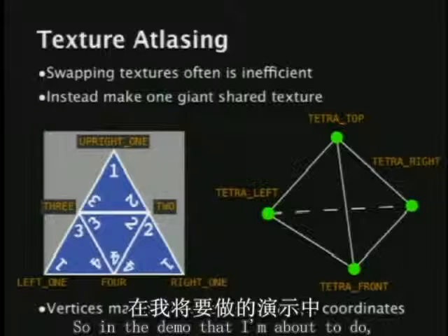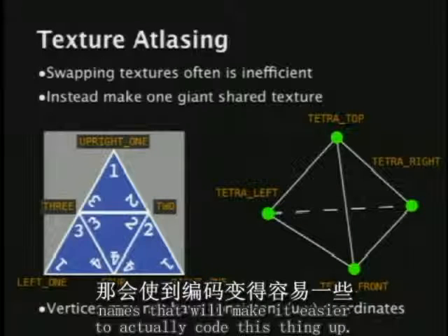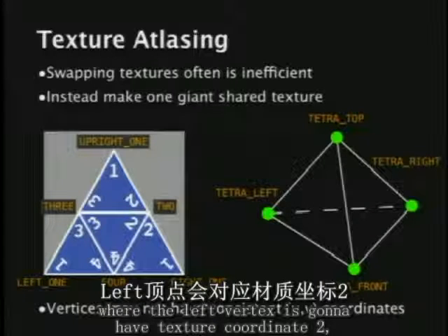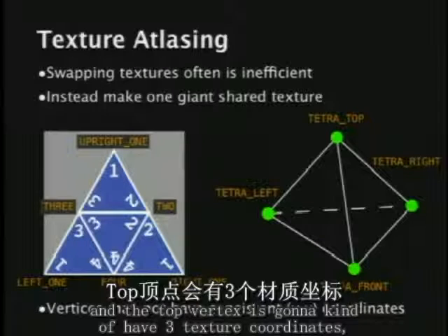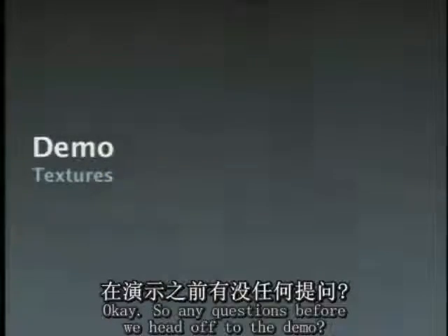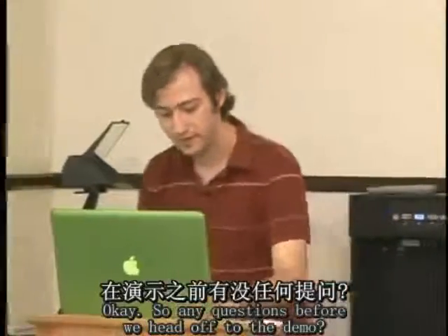So in the demo that I'm about to do, I've given these texture coordinates some particular names that'll make it easier to actually code this thing up. There's going to be a one-to-one correspondence where the left vertex is going to have texture coordinate 2, the right vertex is going to have texture coordinate 3, and the top vertex is going to kind of have 3 texture coordinates, which is kind of weird, but there's nothing you can do about it. OK. So any questions before we head off to the demo? Cool.